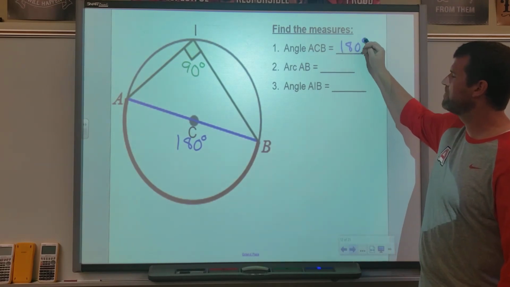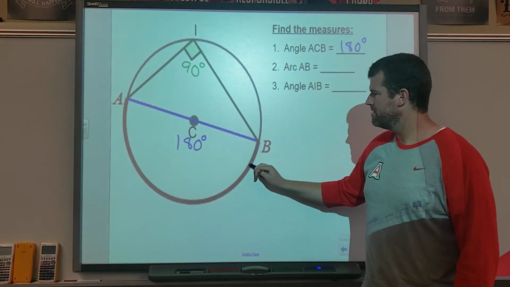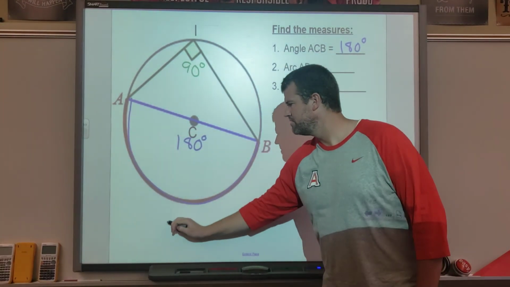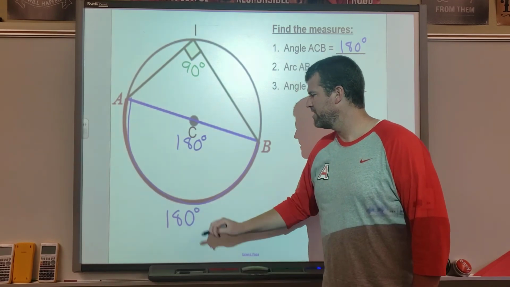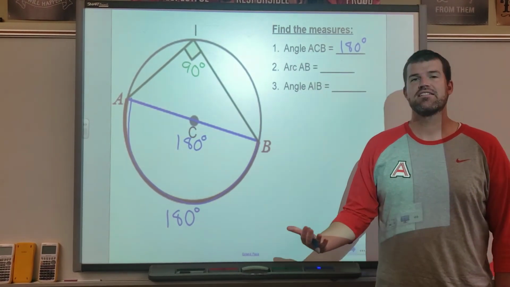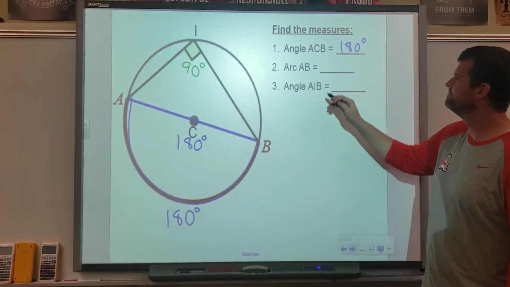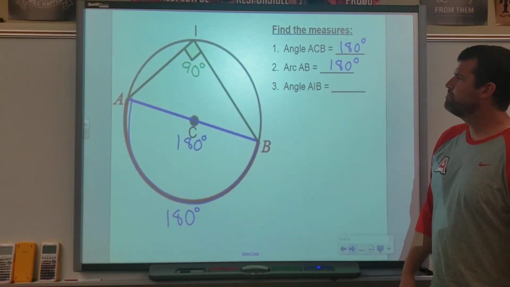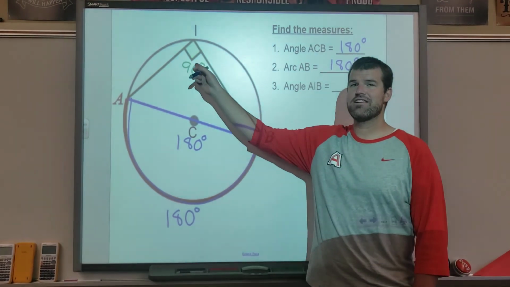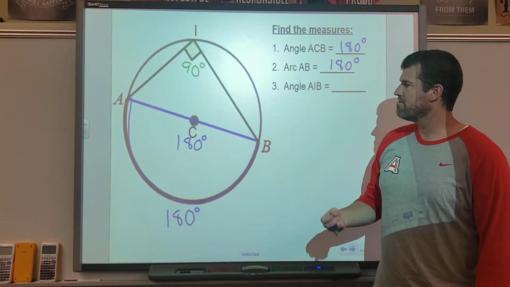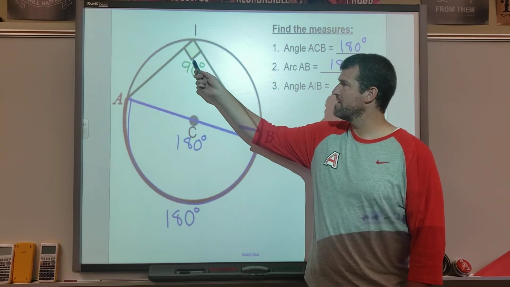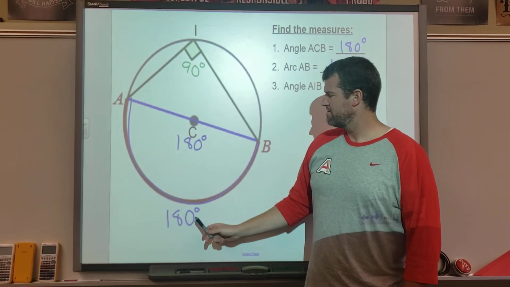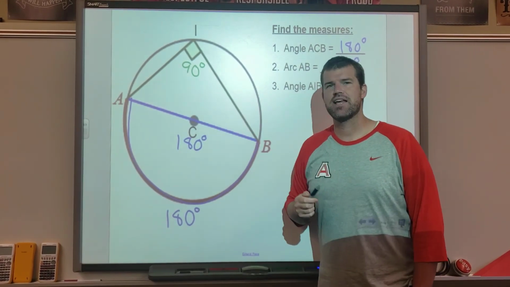180 degrees. Arc AB is then going to be the same as the central angle. Right? And again, it's not really a minor arc or a major arc, it's just a semicircle because it's half of the circle. And then angle AIB, well, I already put the 90 there, but I could also use the fact that the inscribed angle will be half of the arc or half of the central angle. So half of 180 is 90 degrees.